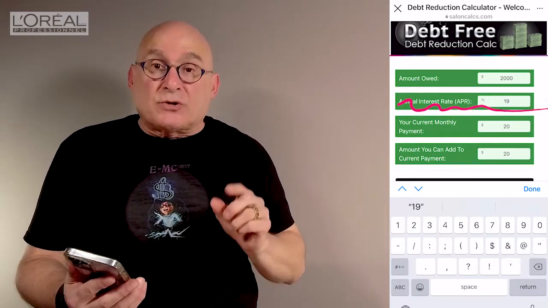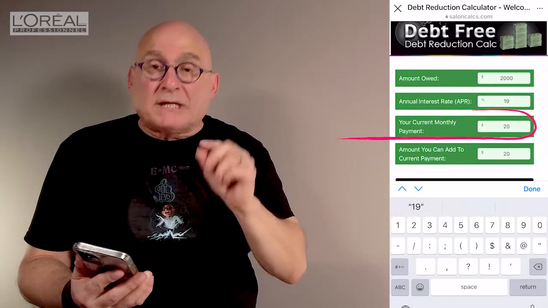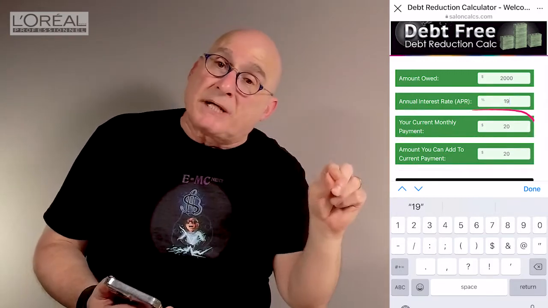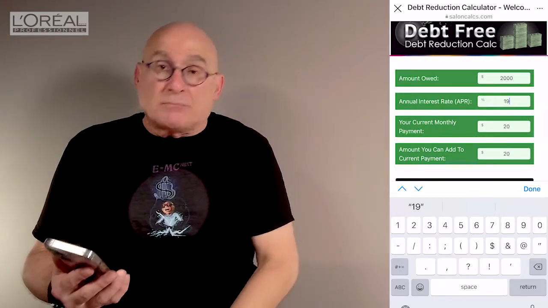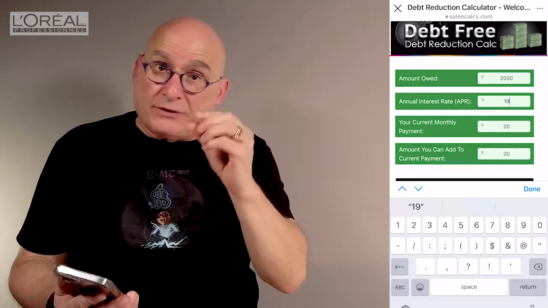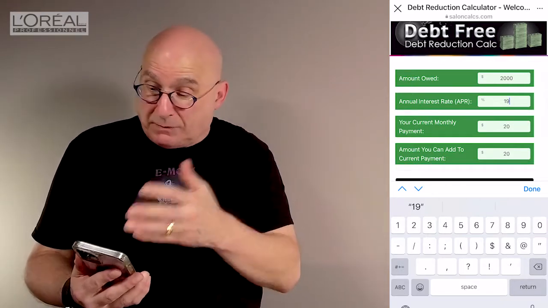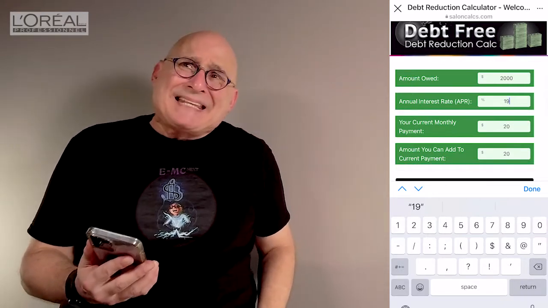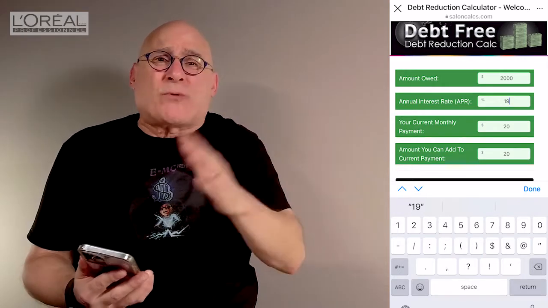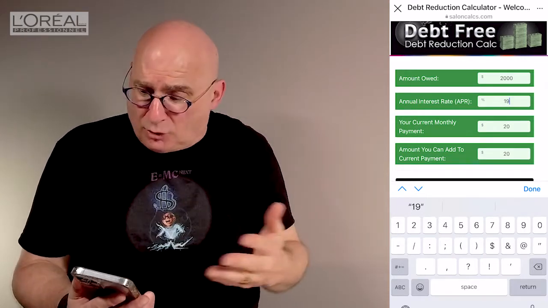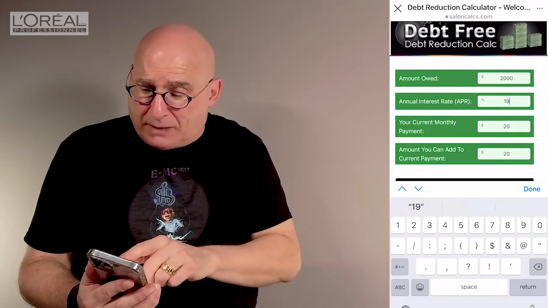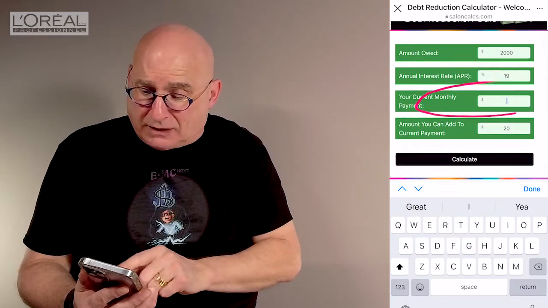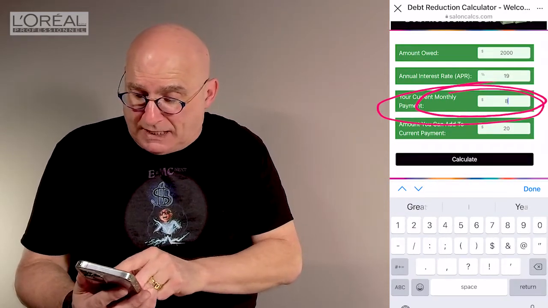And it says what is the monthly payment that you've currently been making? And many people make their minimum payment. And minimum payment on a credit card now, I think it's probably 3 or 4% of the balance owed. So let's just say that your minimum payment is around $80. How's that? So I'm going to put 80.